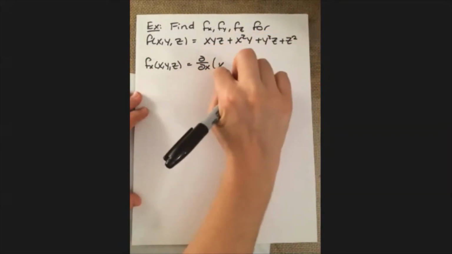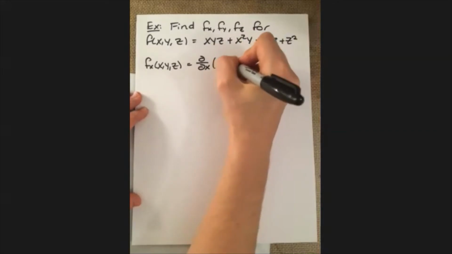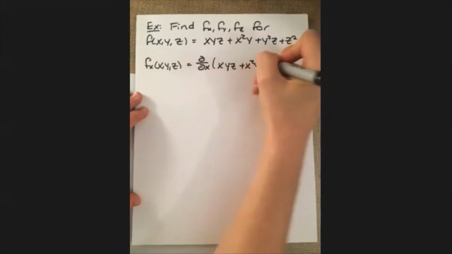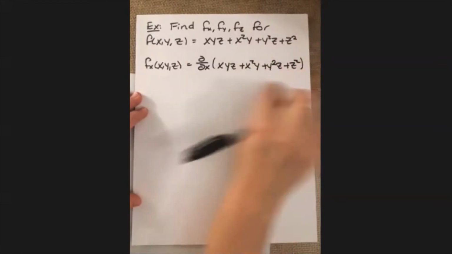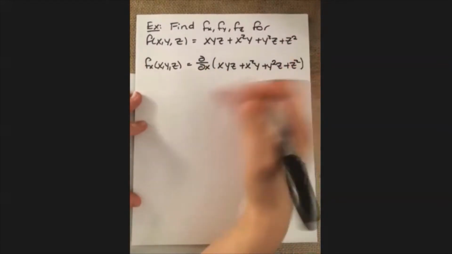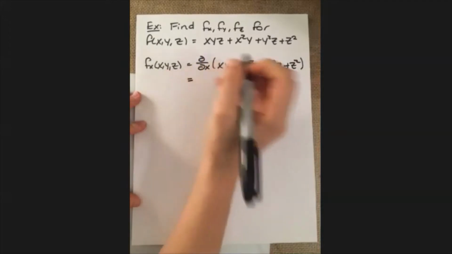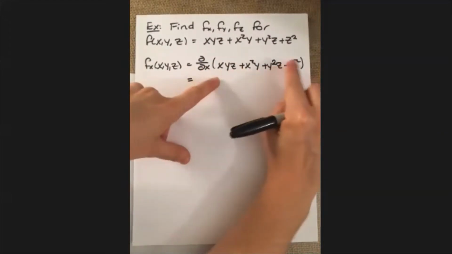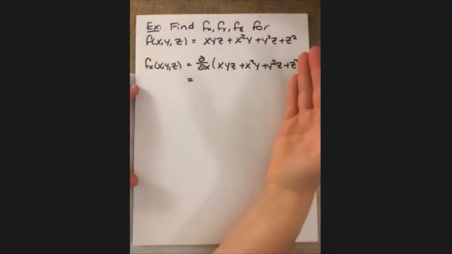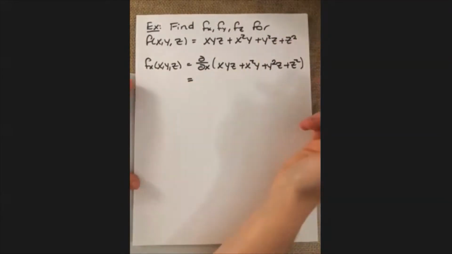So this says we're taking the derivative of xyz plus x squared y plus y squared z plus z squared with respect to x. So same idea as the standard notation that we were working with before. So now all we've got to do is take the derivative of each one of these pieces with respect to x, and we're going to treat the y and the z as though they're just numbers.